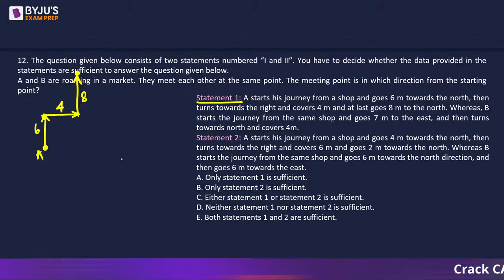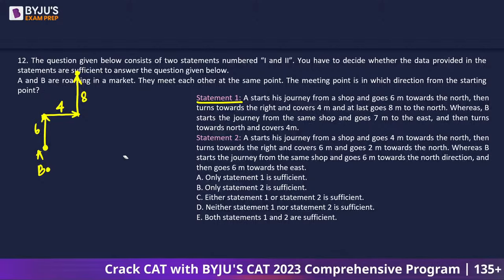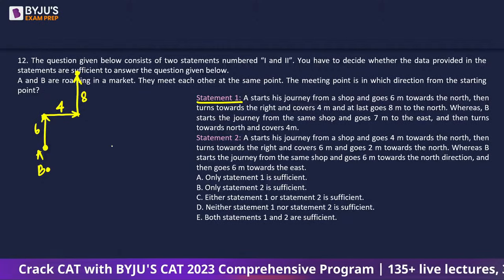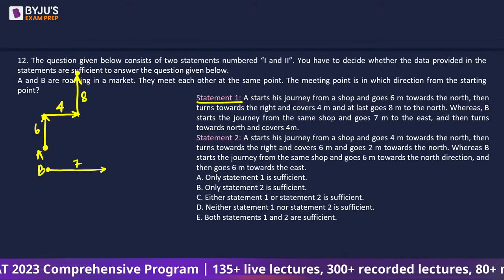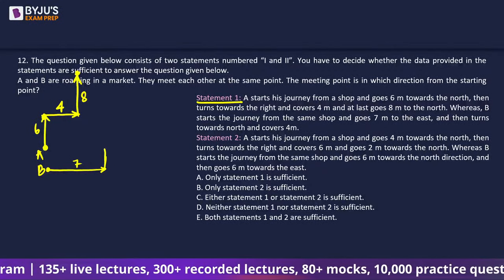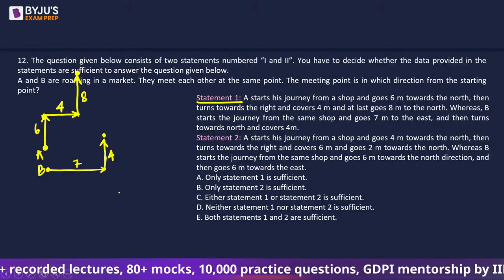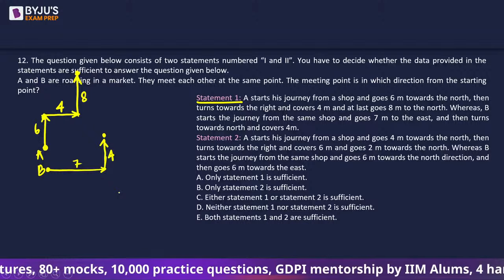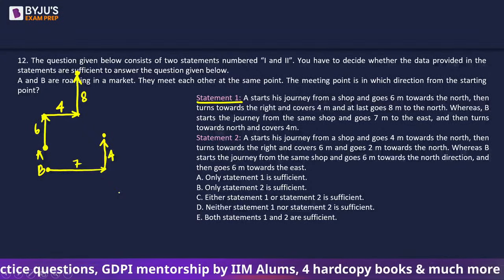Whereas B starts the journey from the same shop and goes 7 meters. Okay, this is weird. 7 meters towards the east and then turns towards north and covers 4 meters. Okay, so these are the 2 points where they are. Question is, they meet each other.